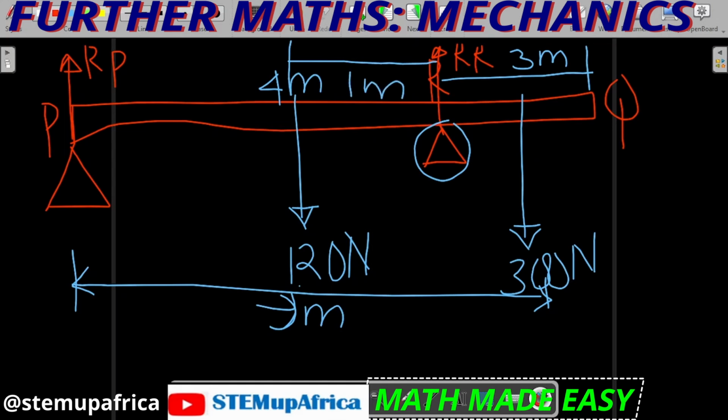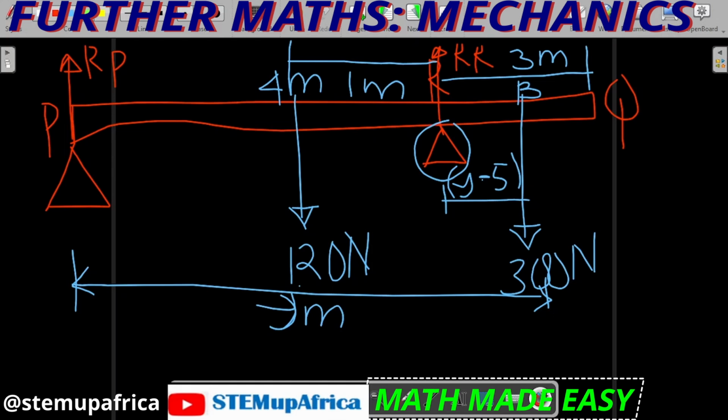From P to R is now 5 meters, and from P to where the 300 is, is y. Let me call this one B, the boy now. So the distance from B to R will be y minus 5 meters. If the distance from P to R is 5 meters, and the distance from P to where the boy is, is y meters, the distance from the boy to R will be y minus 5.